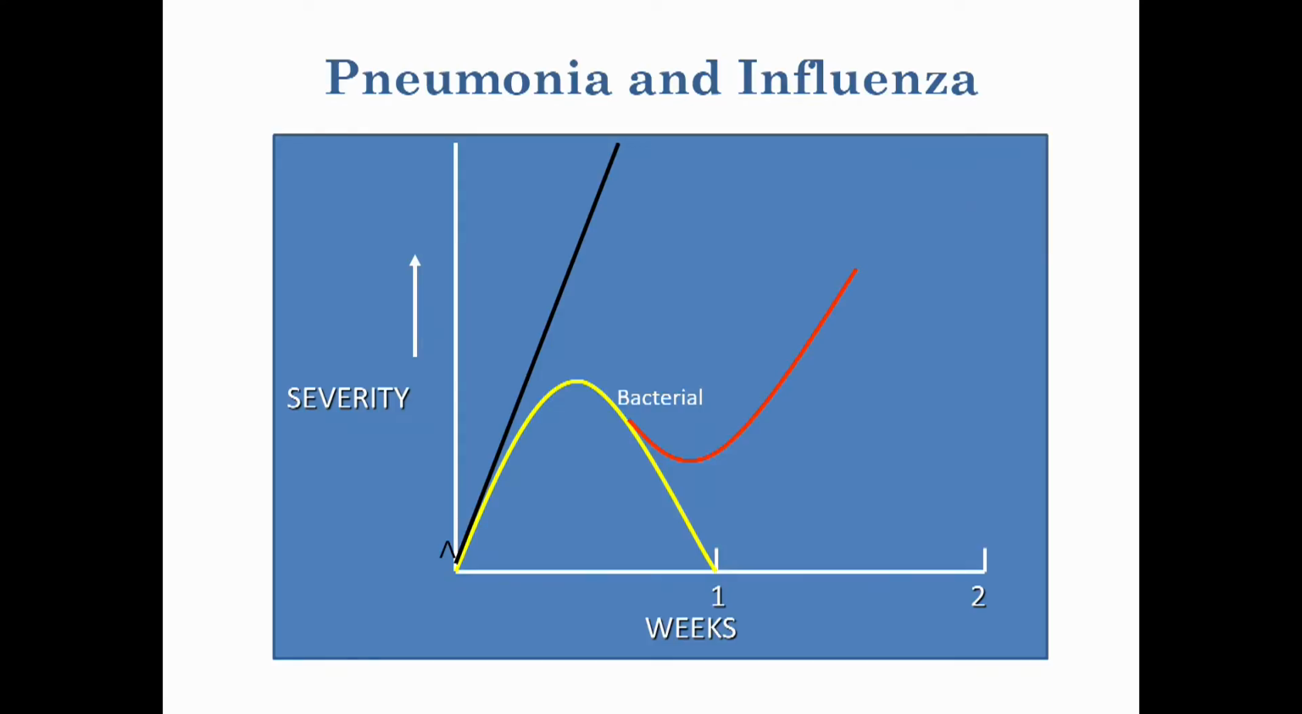You can also get a primary influenza pneumonia, and that's the black line, where you start off with symptoms and then they just progress. The mortality with influenza viral pneumonia is still very high, even in 2016 when we have great critical care in hospitals, because of the damage that the flu does. It bypasses the upper airway, gets right into the lungs, and then destroys the lungs.